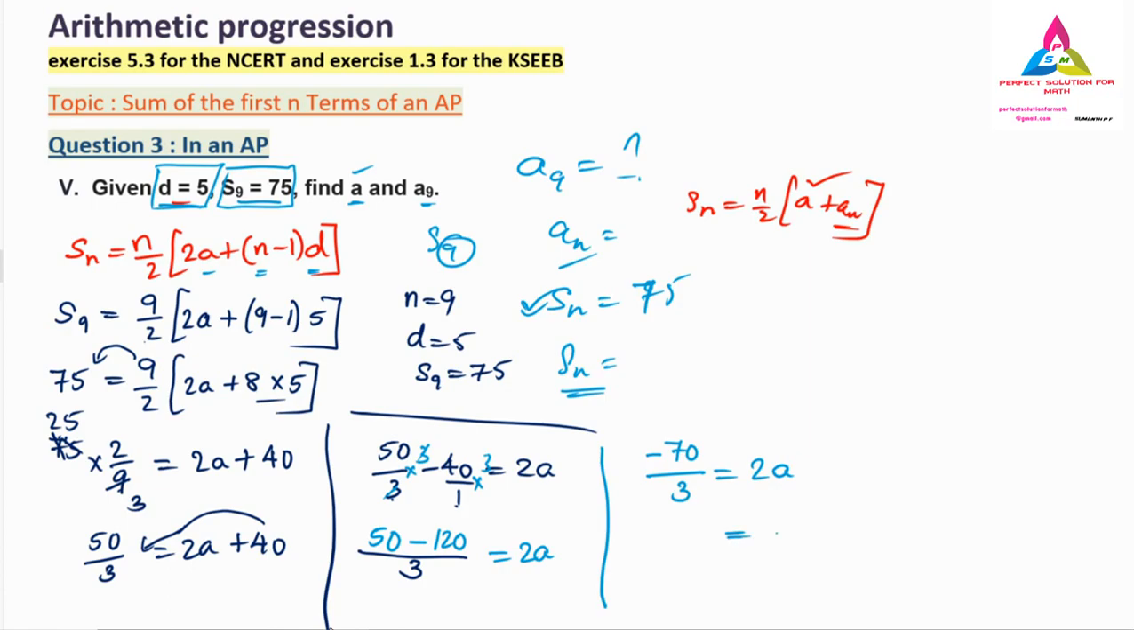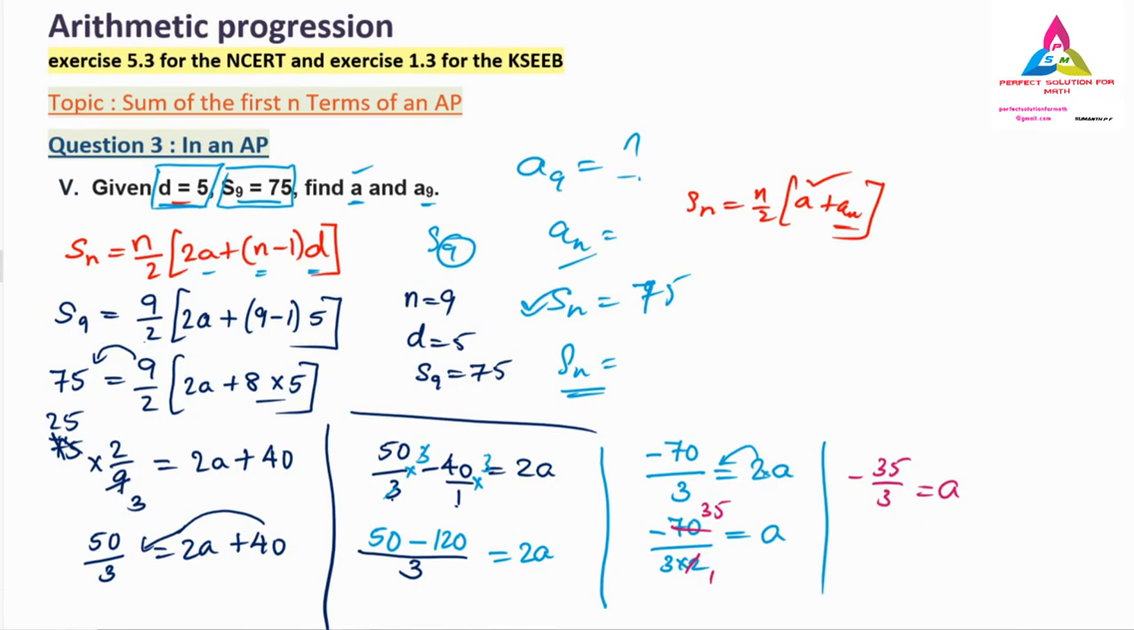Next continuation, a we have to keep, this 2 we have to shift. So 2 into a, so it will divide. Minus 70 by 3 into 2, the final answer is minus 70 divided by 6. Or we can do one calculation over here. What calculation can we do? Here we can cancel: 2 ones are 2, 2 thirty-fives are 70. So left is minus 35 by 3 is our a value.